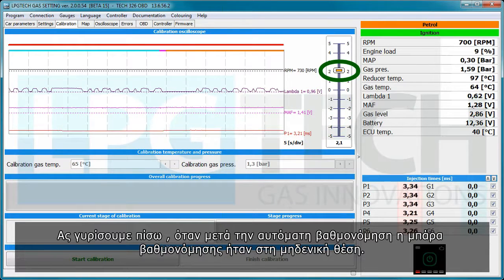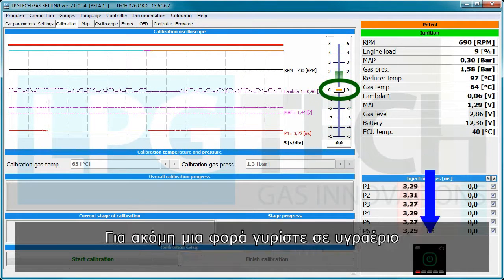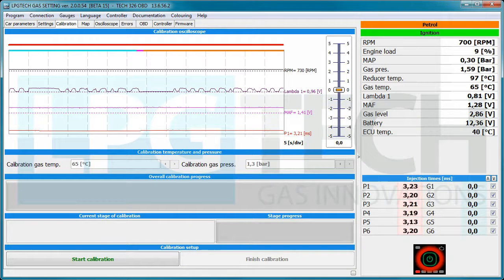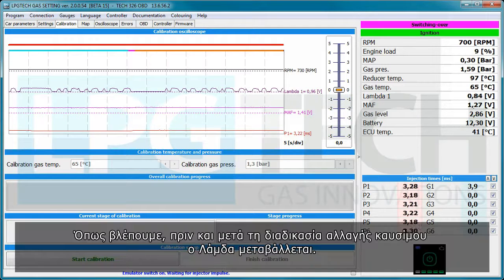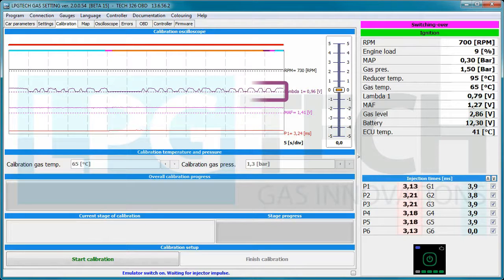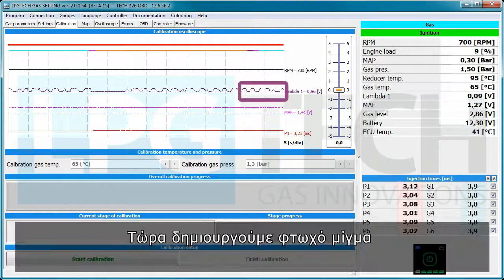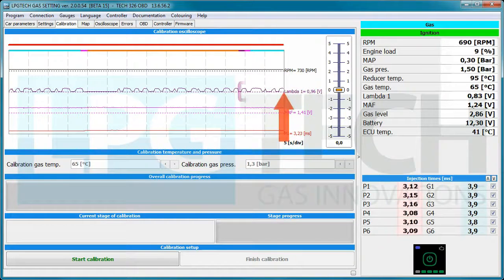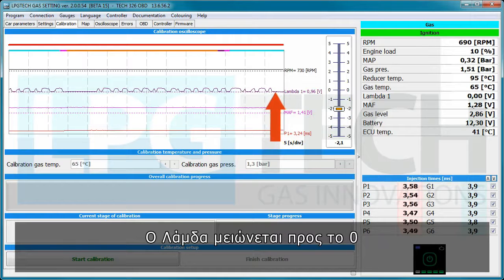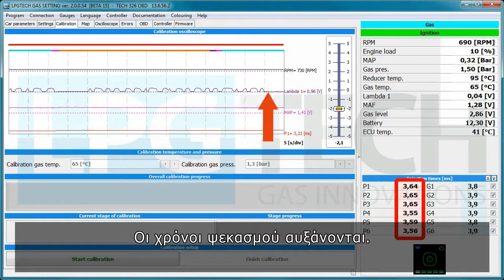Let's go back to the situation after auto calibration when the calibration slider was on 0 position. Once again switch to gas. As we see, before and after the switching process, the oxygen sensor is waving. Now we make a weak mixture. Move the slider downwards. The oxygen sensor is decreasing to 0. Times of petrol injection are increasing.